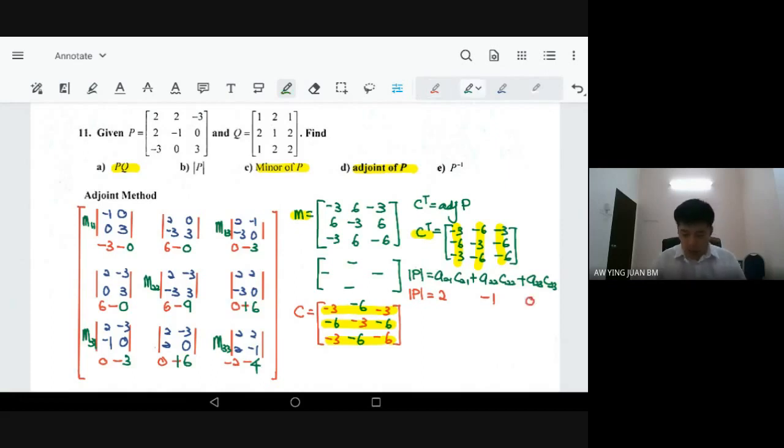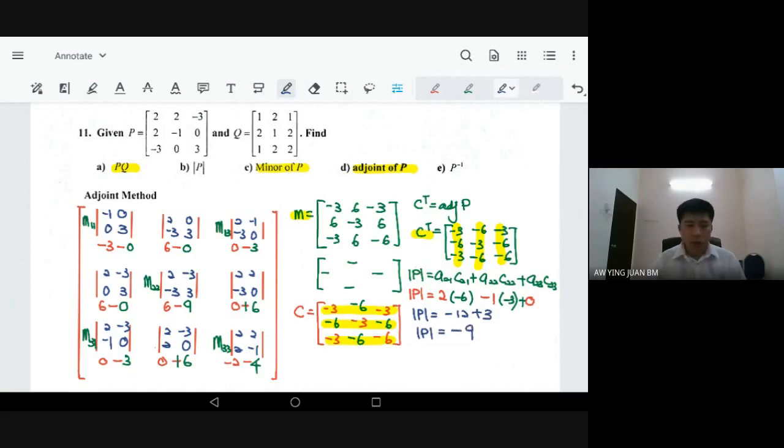Next, focus on the C, which is the cofactor. C21, we have negative 6. C22, we have negative 3, and then plus 0. Multiply with anything, we can assume it is 0. So finally, simplify the situation. So the determinant of P is equal to negative 12 plus 3. So the determinant for P is equal to negative 9.